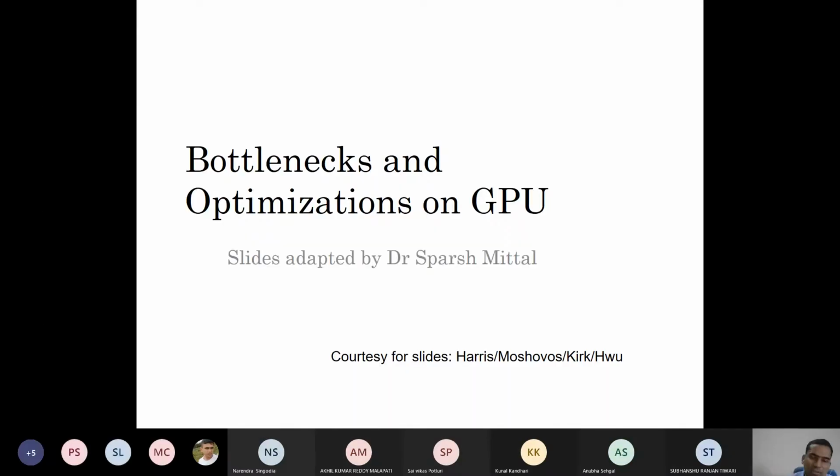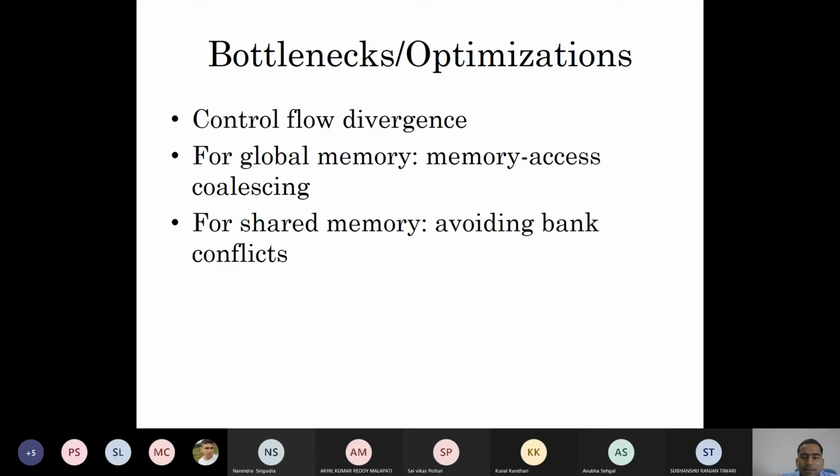changes so that these bottlenecks do not appear. But it's very difficult to keep updated because these companies do not reveal the architecture of GPU. So that's why I'm discussing this point, because many of the papers you will read would have mentioned this issue. So first is control flow divergence.